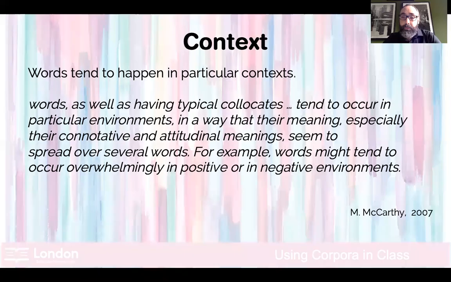For example, words might tend to occur overwhelmingly in positive or negative environments. That is to say, some words have very negative meanings, and they are used in collocations with mainly negative words, and some others are mainly used in collocations with positive words. And we will see a couple of examples of this.